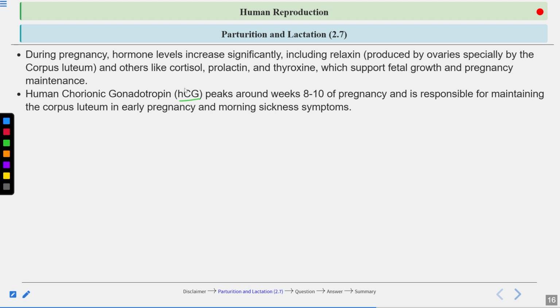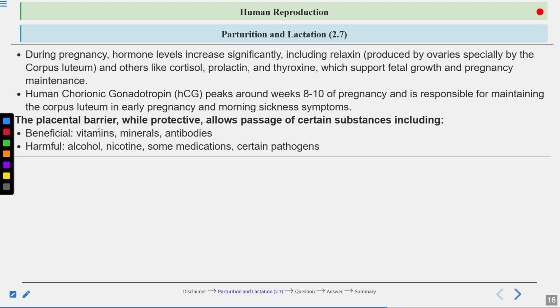So human chorionic gonadotrophin peaks around weeks 8 to 10 of the pregnancy and is responsible for maintaining the corpus luteum in early pregnancy and is also involved in morning sickness symptoms as well. Okay, if the corpus luteum is maintained, it will continuously synthesize progesterone, and progesterone is very important for maintaining the pregnancy because progesterone maintains the thickness of the endometrium.